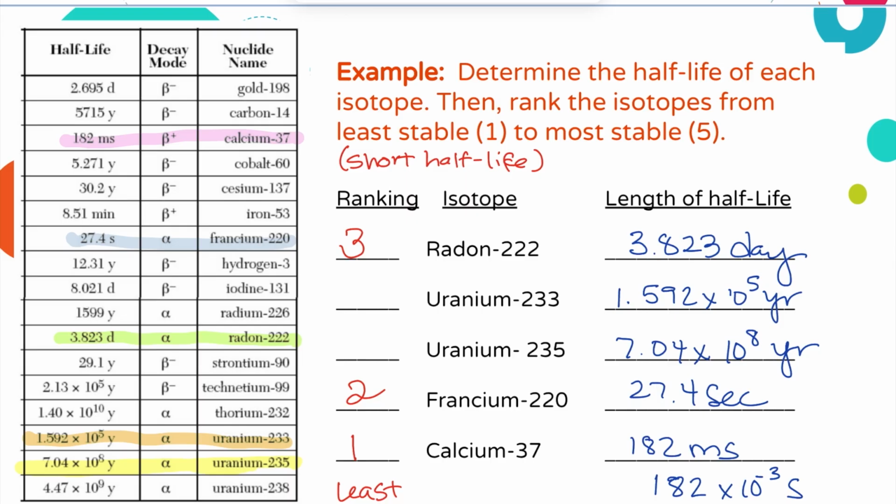And then comparing these two, 10 to the 5th and 10 to the 8th, 10 to the 8th is going to be a larger number, so that means uranium-233 is next. And our most stable would be uranium-235 because it has the longest half-life. It doesn't mean it's the safest. It just means that it, as an atom, is more stable.